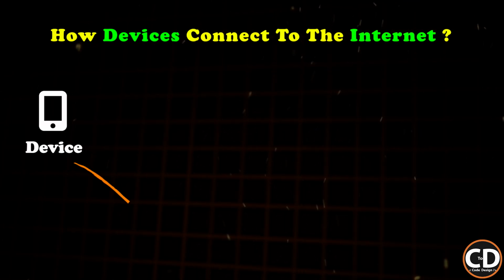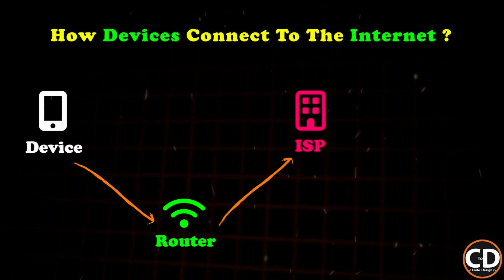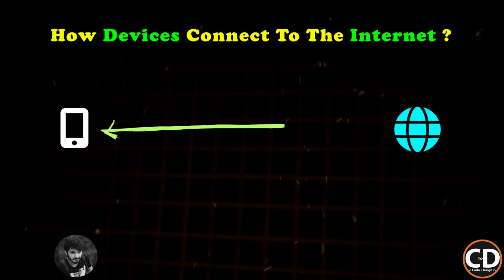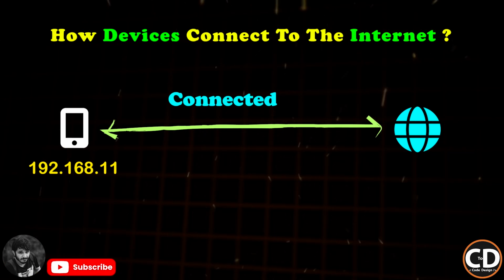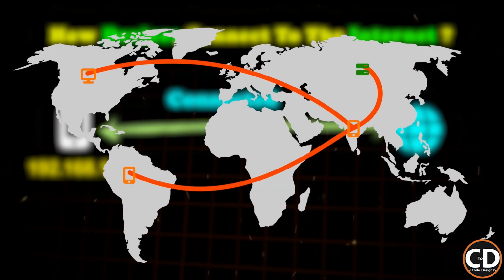So let's say you're at home and you connect to Wi-Fi. Your router, the device that manages the internet connection in your house, communicates with your ISP, which then connects you to the internet. Once you're connected to the internet, your device is assigned an IP address. An IP address is like your device's phone number on the internet. It's a unique identifier that lets other computers know who's sending or receiving information. Whenever your device communicates with another device or server on the internet, it uses this IP address to identify itself.